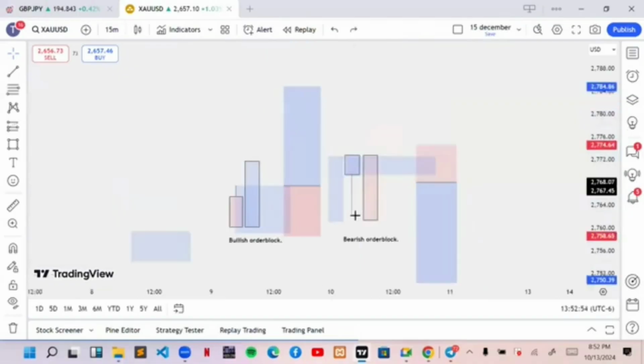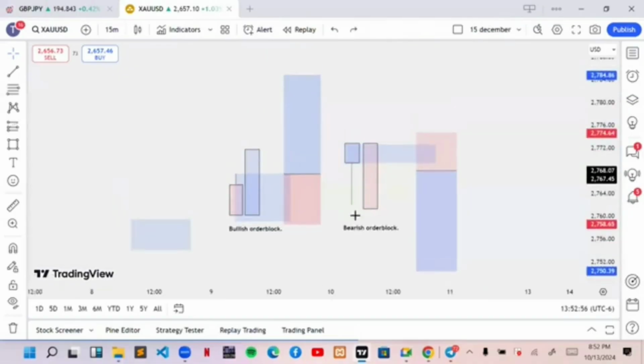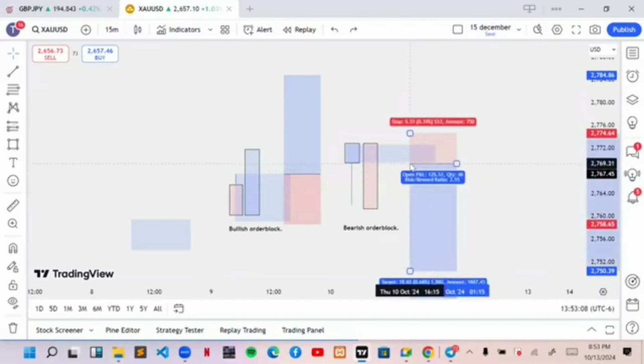So if the wick of the order block is shorter than the body of the order block, you pick your entry from the wick of the order block. But if the wick of the order block is longer than the body, you pick your entry from the body of the order block right here.